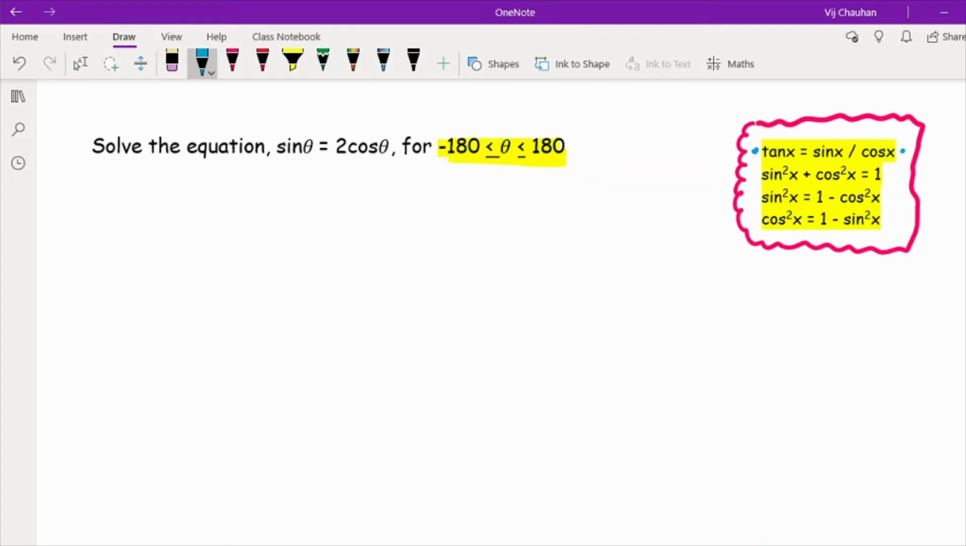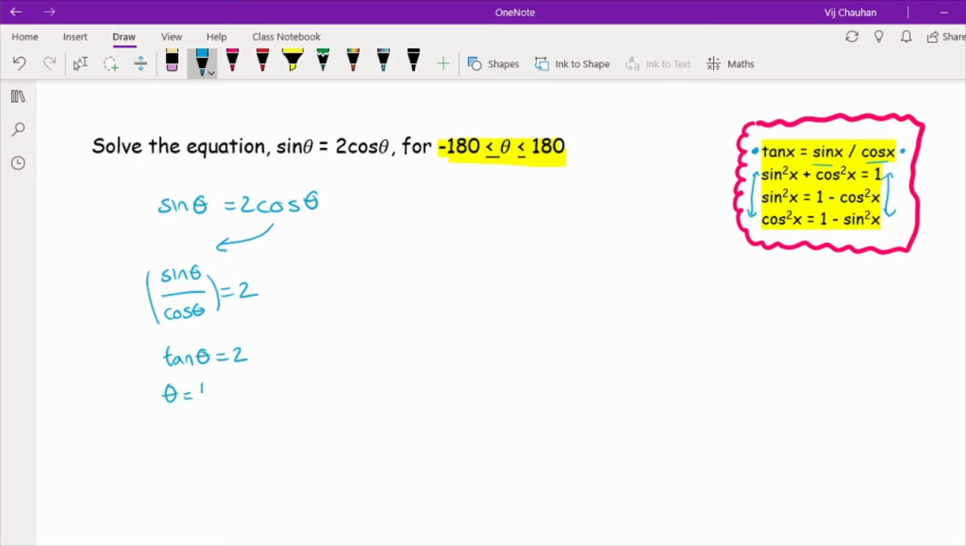Obviously the remaining 3 identities all use a degree of 2, so they've all got sine squared or cos squared. So going back to this original question, we've got sine theta equals 2 cos theta, and my aim is to get sine over cos, so it combines to become tan theta. If I divide both sides by cos theta, I get sine theta over cos theta, and that equals 2. This then combines to become tan theta equals 2.